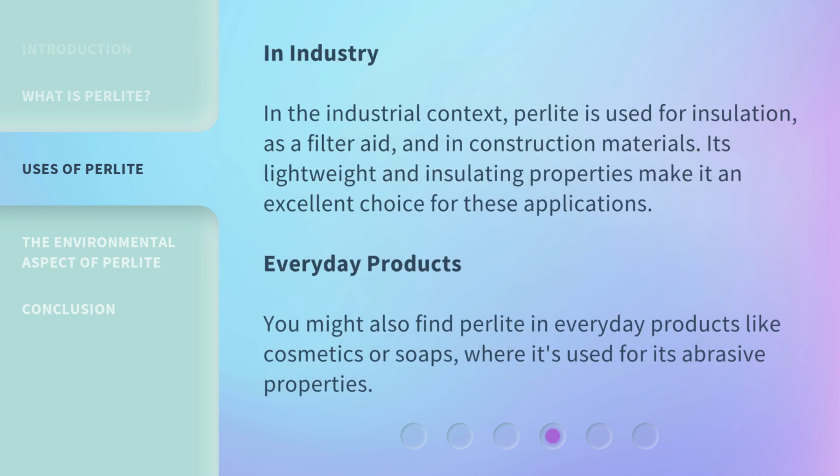In the industrial context, perlite is used for insulation, as a filter aid, and in construction materials. Its lightweight and insulating properties make it an excellent choice for these applications. You might also find perlite in everyday products like cosmetics or soaps, where it's used for its abrasive properties.